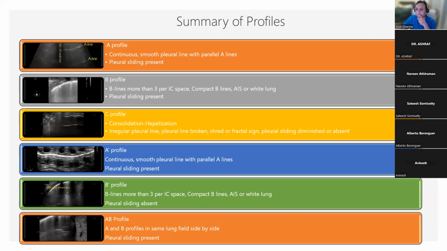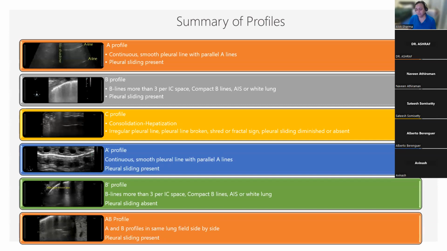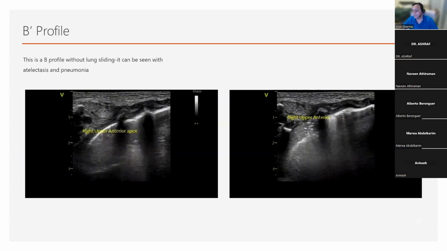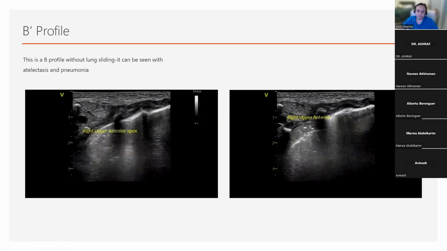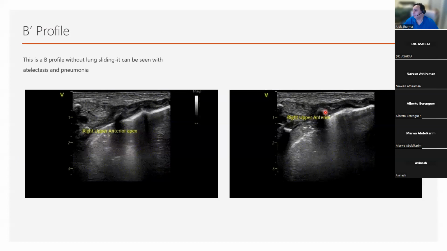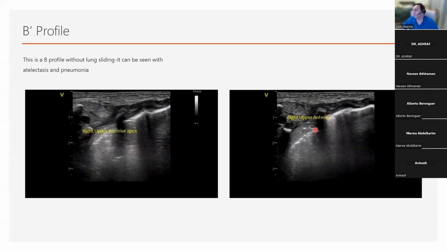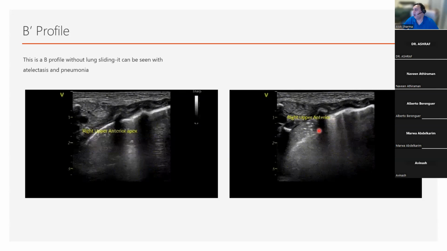Any questions? Any confusions about any of the described profiles? Dr. Alec, for the previous slide, the image on the right showing the apical atelectasis or collapse. The transverse whitish line that is appearing at the atelectatic area, is this considered as a Z line? I'm a bit confused.